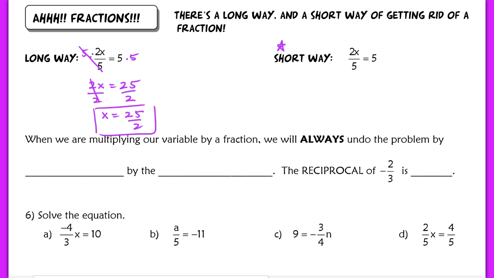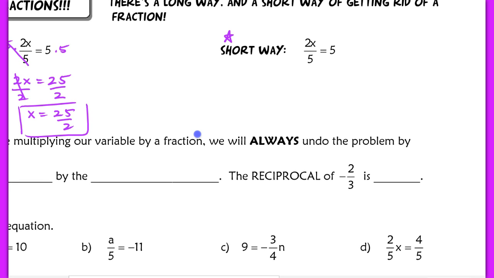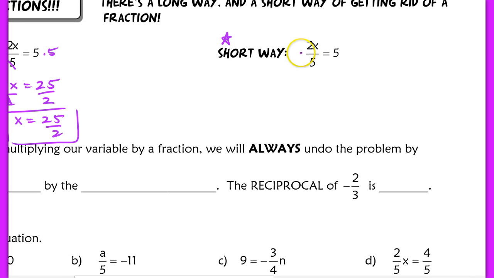Now the short way is to do something called multiplying by the reciprocal, okay? So we're going to multiply here by 5 halves, because multiplying by 5 halves actually cancels out the fraction 2/5. 5 halves multiplied by 2/5 is just 1. So it cancels here, that 5 and 5, the 2 and 2, and leaves me with x equaling.